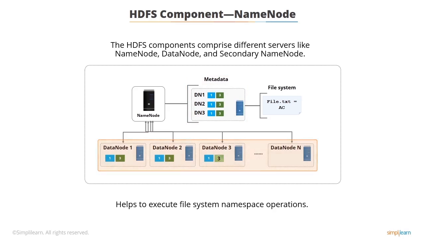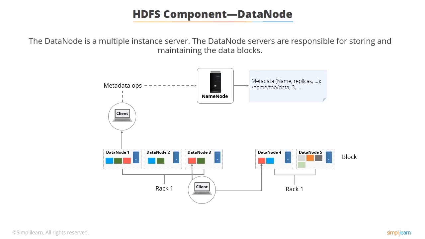Furthermore, the NameNode is a single point of failure. The DataNode is a multiple instance server. There can be n number of DataNode servers. The number depends on the type of network and the storage system. The DataNode serves, stores, and maintains the data blocks. The NameNode server provisions the data blocks on the basis of the type of job submitted by the client.